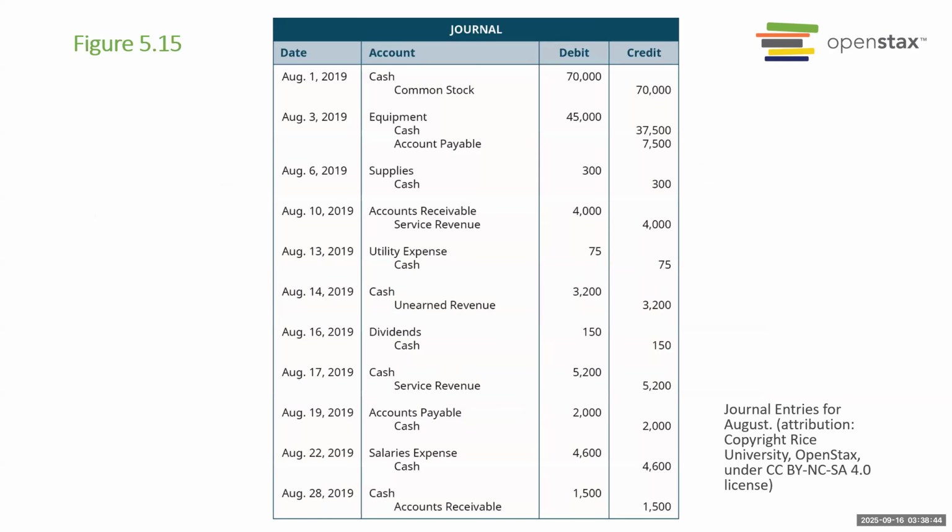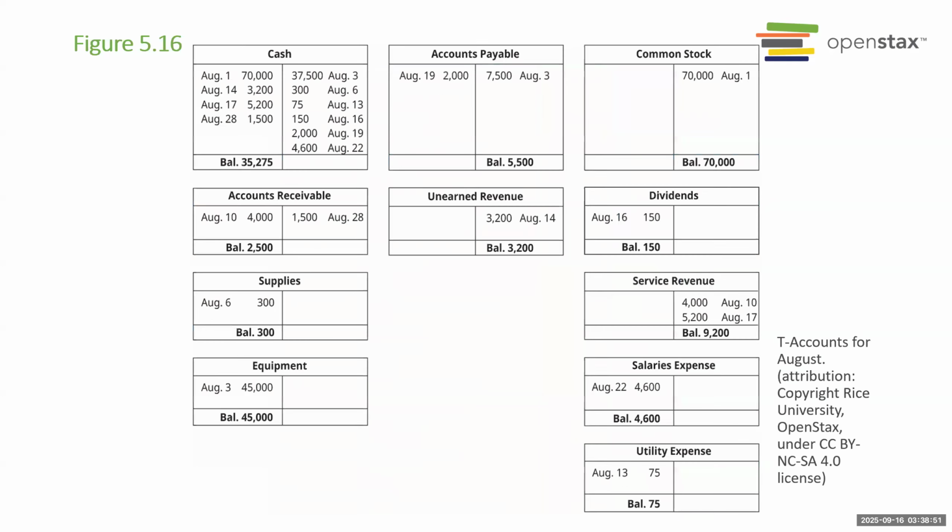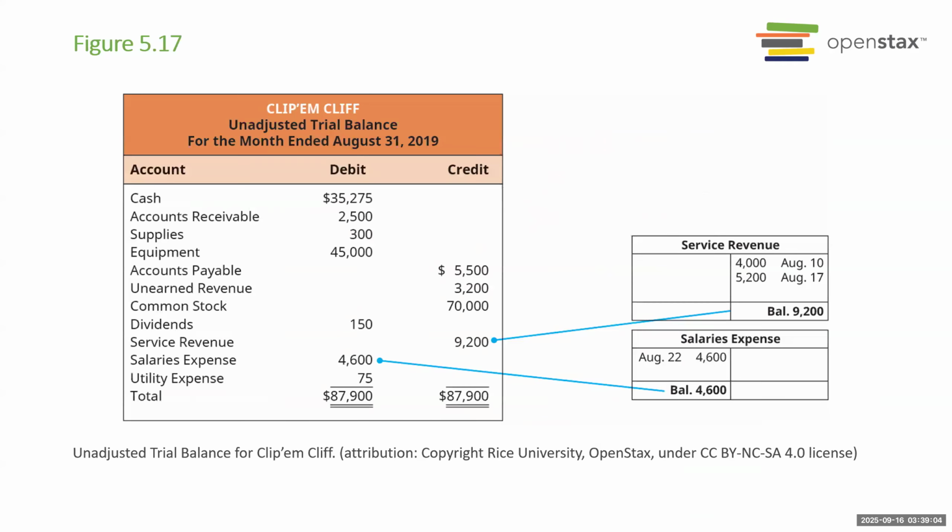So here we see the general journal of all the transactions. Looking at the general ledger, we can tally up all the balances. Again, I believe this assumes that this is the first month of operation for this company. From that, we can generate an unadjusted trial balance, pulling these accounts from the general ledger.